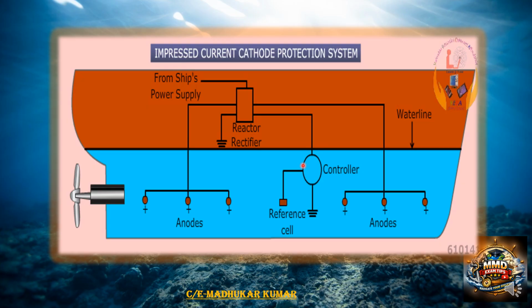This controller has got feedback. It is also connected with the earth system, and the difference is being calculated, and this difference is sent to the controller unit, the rectifier unit. And here the DC current is supplied to the anodes, and these anodes supply the current to the hull, or impress the current to the ship's hull. So the ship's hull becomes completely electronegative, deeply submerged in the water, and this is getting protected from corrosion.